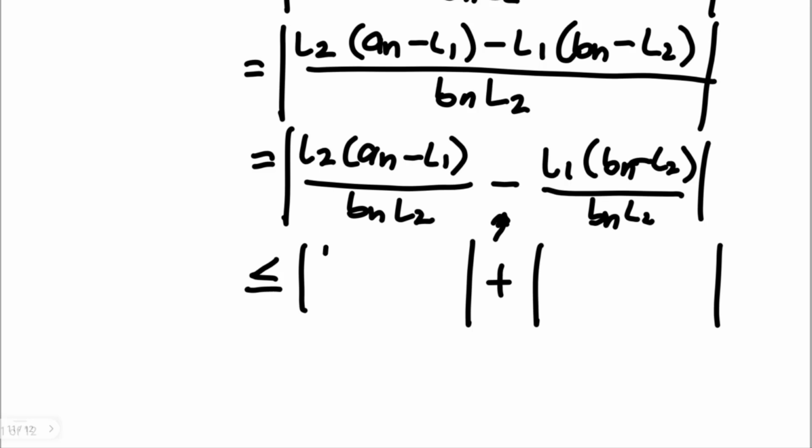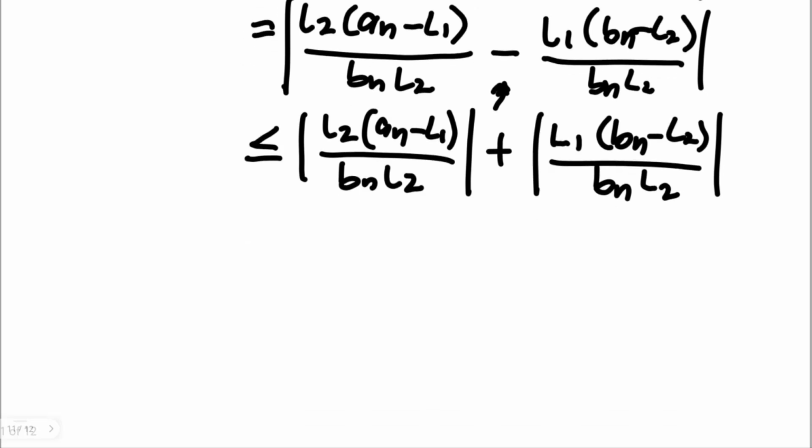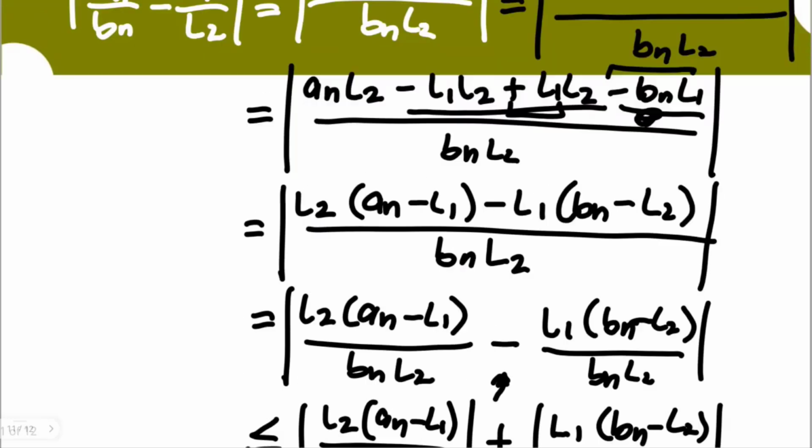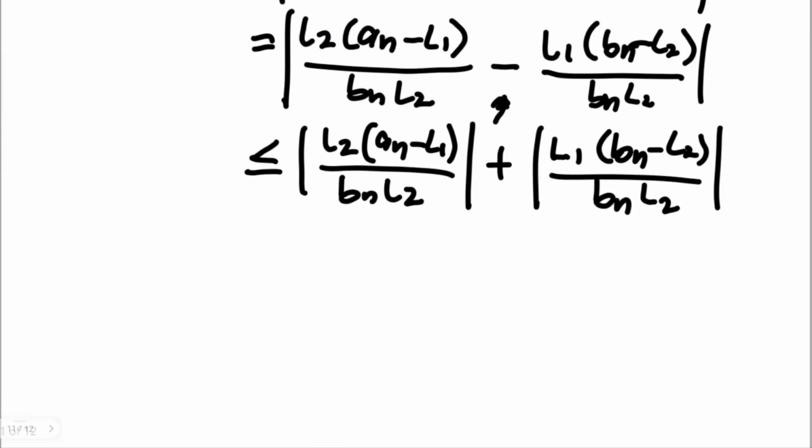So what I have here is L sub 2, A sub n minus L sub 1 over B sub n L sub 2, and then you have here plus L sub 1 B sub n minus L sub 2 over B sub n L sub 2. Okay, so that's triangle inequality. Why are we doing this? Because I can now finally use another property. Again, these are all just equal to this form, and we need to make sure that there is an expression less than epsilon. So these are all just derivations.